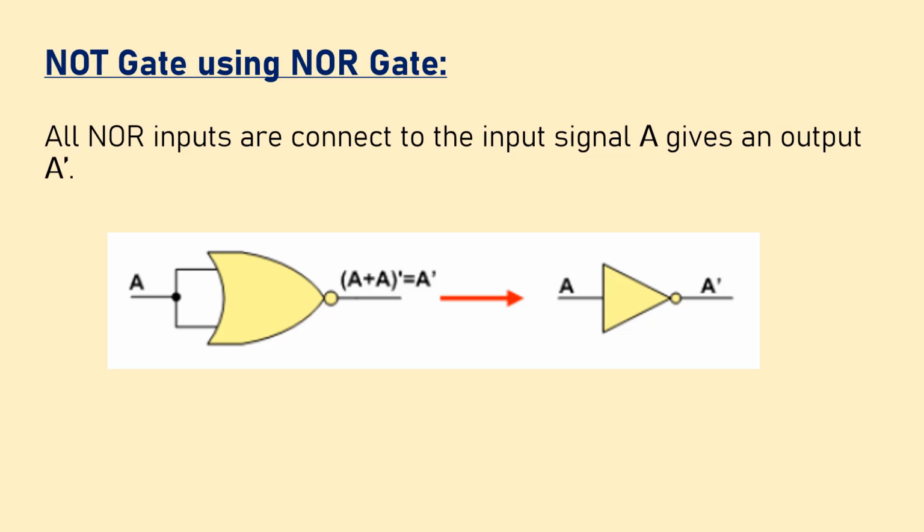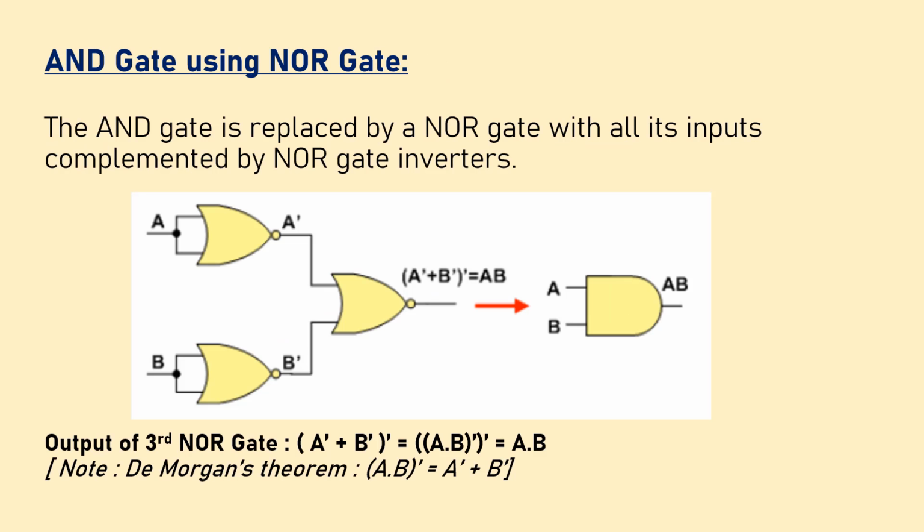So you can see that with the help of the NOR gate, where A has been given as input, the outcome is A complement, which is similar to a NOT gate. So with the help of the NOR gate, we have constructed the NOT gate. Now our next target is to construct the AND gate with the help of the NOR gate.